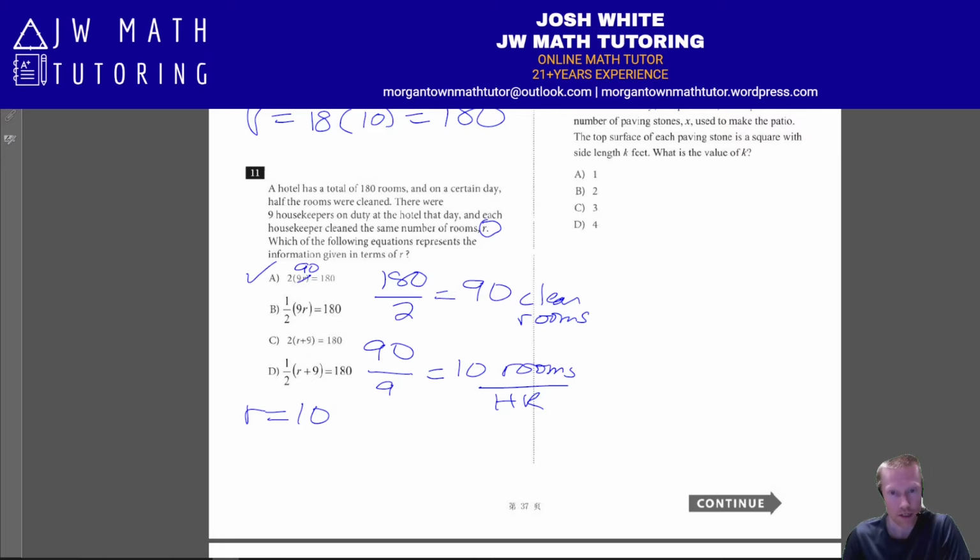B, 9 times 10 is 90. 1/2 of 90, is that equal to 180? No. Half of 90 is 45. Cross it out. C, 10 plus 9 is 19. Is 2 times 19 equal to 180? Nope, cross it out. D, 10 plus 9 again is 19. Is half of 19 equal to 180? No, cross it out. So the correct answer here is going to be letter A.